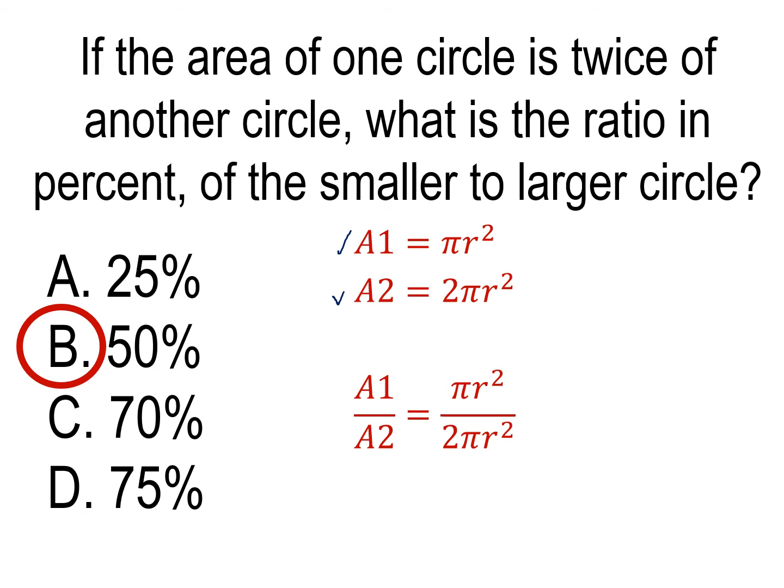Question is, what is the ratio in percent of the smaller to larger circle? So obviously, this is the smaller, this is the larger. So if you get the ratio of them, so a sub 1 over a sub 2 equals pi r squared divided by 2 pi r squared. You can just cancel this. Parang matitira mo dyan ay, understood po ito na mayroong factor na 1. So matitira mo is 1 half. And 1 half is 50%.